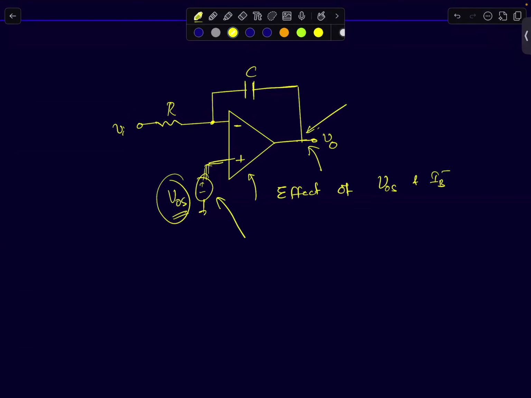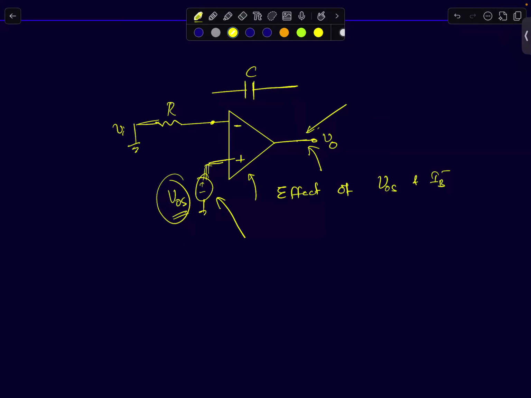I can say that there is no feedback at DC. If there is no feedback at DC, assume your input signal is 0. I'm only analyzing the impact of offset. The output will just be equal to A times V offset, where A is your op-amp's DC gain. It will just get amplified by a factor of the op-amp's DC gain. Or for an ideal integrator, assuming the op-amp is ideal, it's infinite.